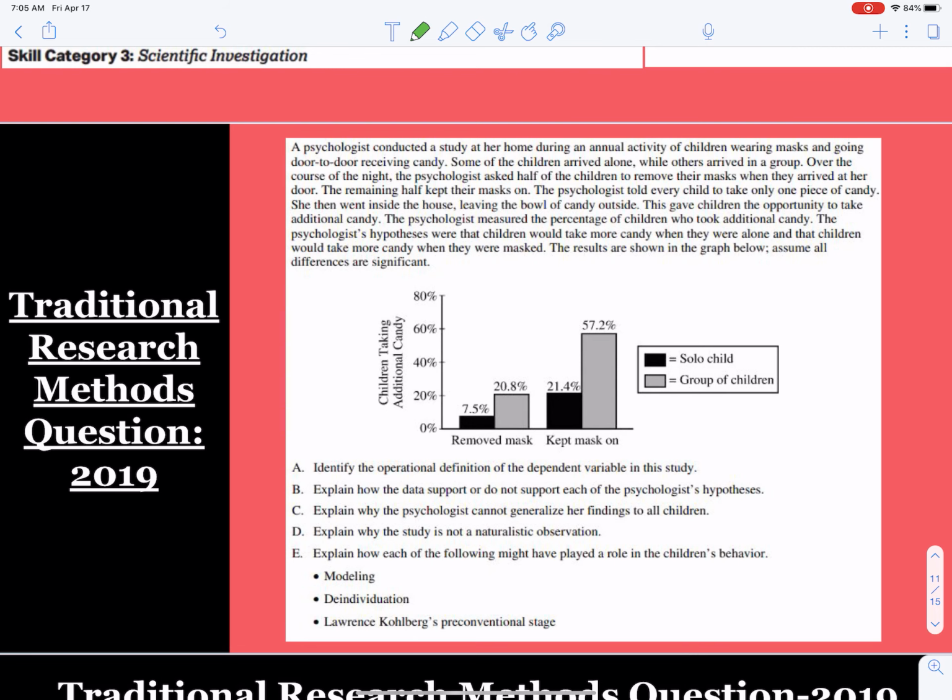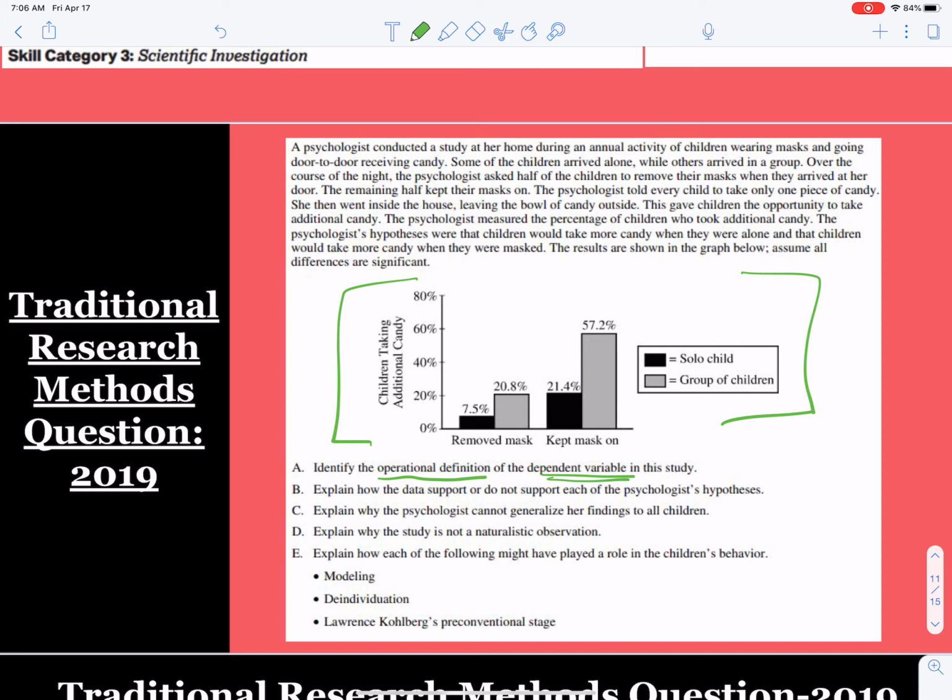Okay, so lastly, I'm just going to give you a quick traditional research methods question. I'm not going to read this whole thing. I just want to show you. We will do plenty of practice with this. In this question, the kids were given a graph. Then they were asked to identify the operational definition of the dependent variable. So we do have to do that.